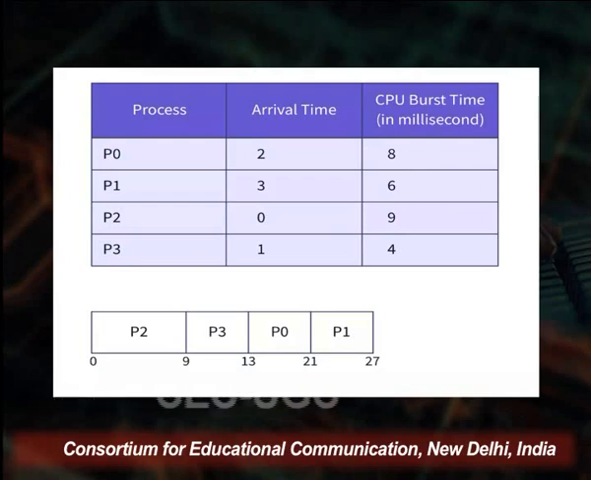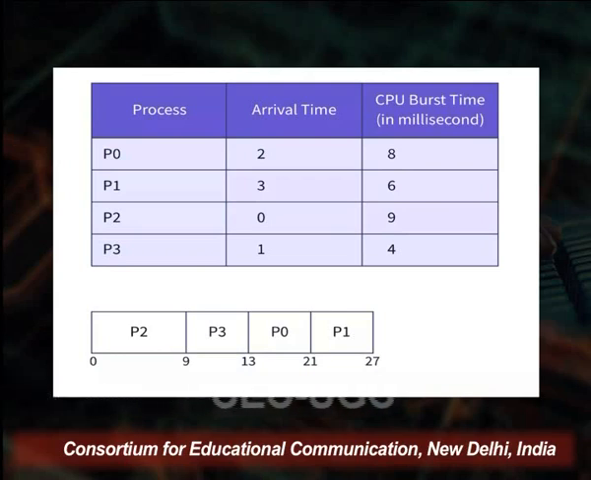Then comes P0, because that is the process which has come up after P3. Now when I am saying come up after P3, that is essentially the arrival time. Arrival time of P2 is 0, arrival time of P3 is 1, then arrival time of P0 is 2, and the arrival time of P1 is 3. So initially it was P2 which came up, then P3, and then P0, and whatever CPU burst time they have asked for is given to them.